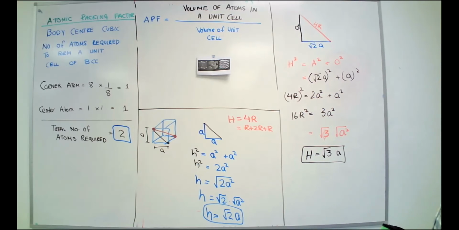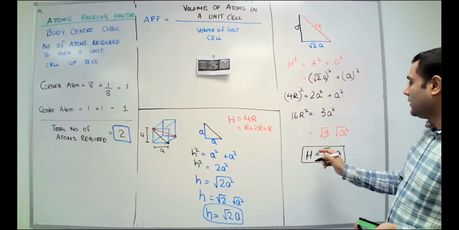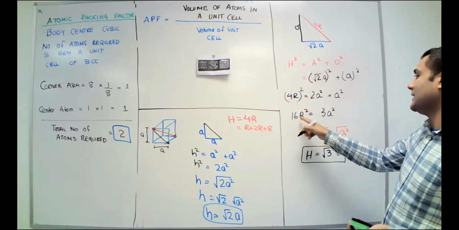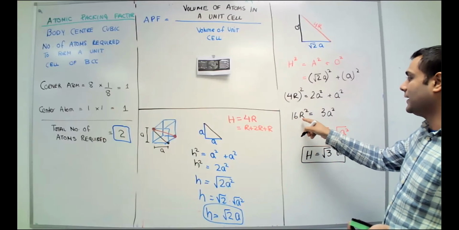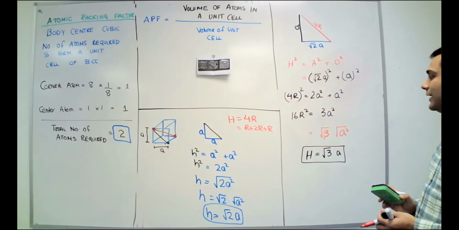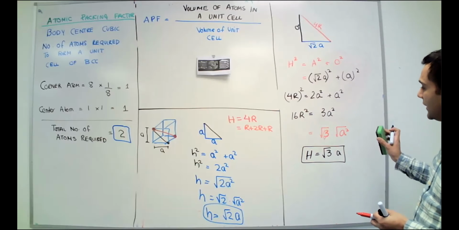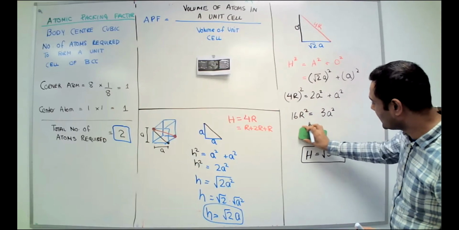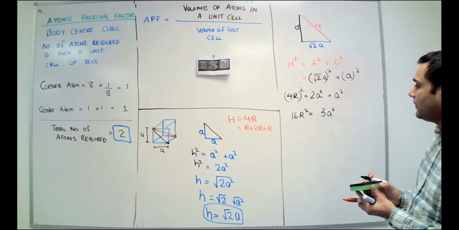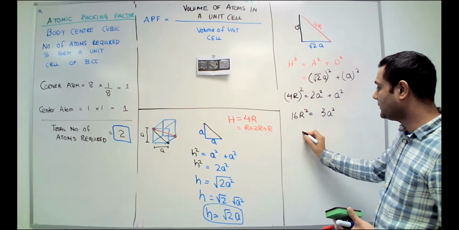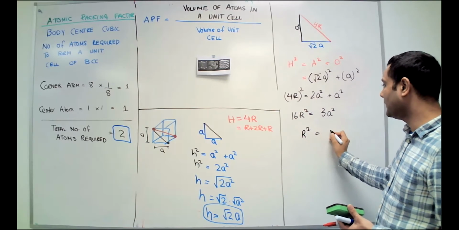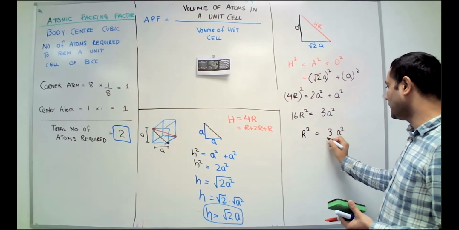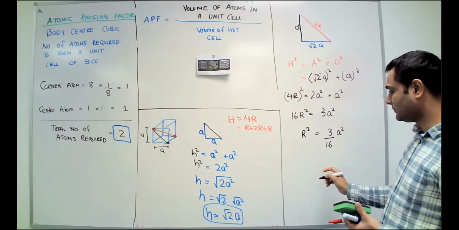Yep, so that gives you 16 R squared. Now I need to move the 16 to the other side, because I just want to find out the R. So in that case, if I clear that bit and that bit, R squared is 3A squared over 16.